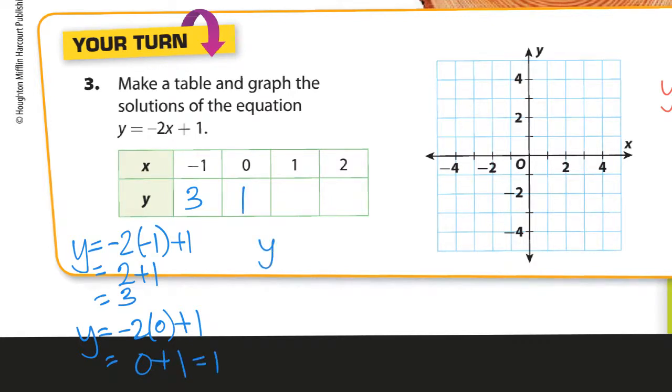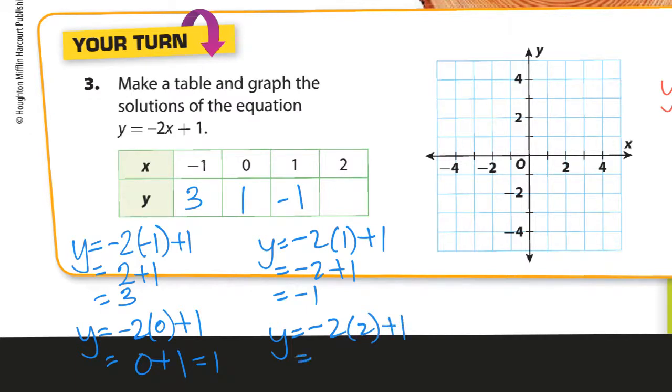And then y equals negative 2 times 1 plus 1. That's negative 2 plus 1, which is negative 1. And then y equals negative 2 times 2 plus 1. That's negative 4 plus 1, which is negative 3. And we graph each of these points.